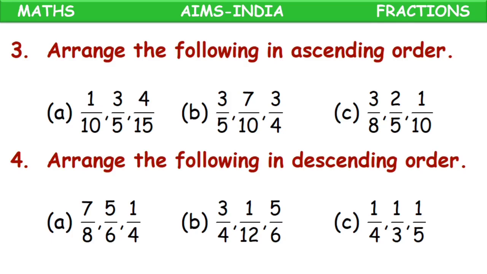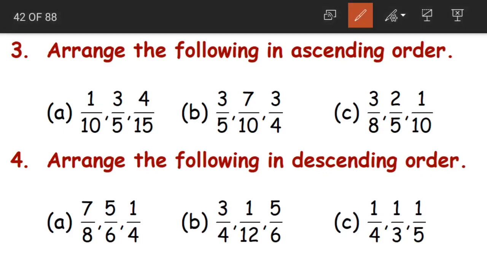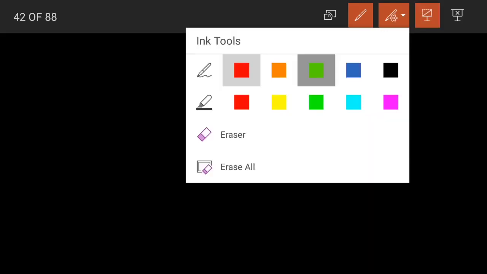Next we have, arrange the following in ascending and descending orders. How to arrange them? Just now we have learned how to compare fractions. So upon comparing we can easily arrange them in ascending and descending order. First we have 1 by 10, 3 by 5, 4 by 15. All these are unlike fractions. So what should we do, children? We should find out the LCM for this.